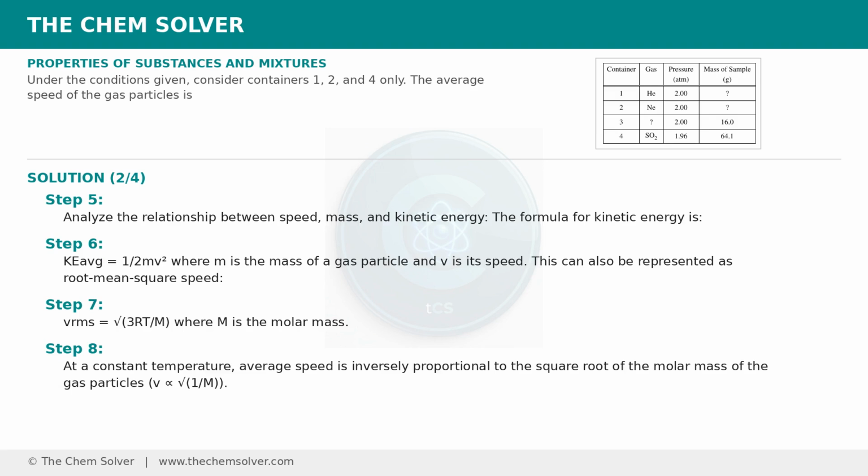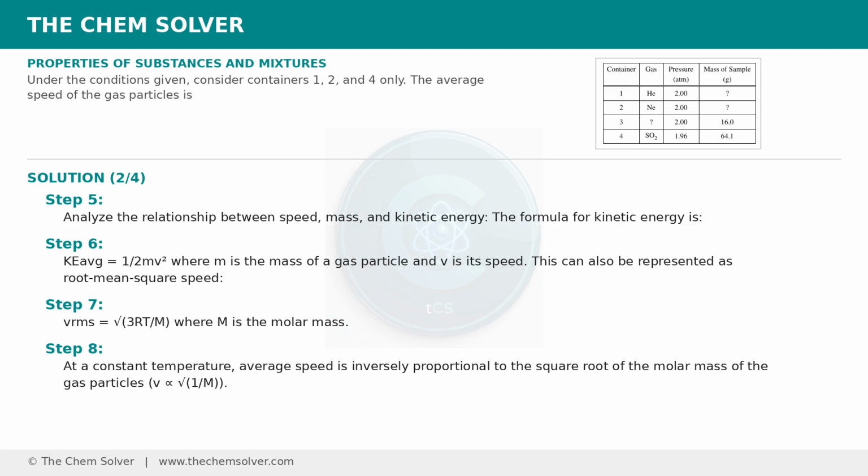Analyze the relationship between speed, mass, and kinetic energy. The formula for kinetic energy is KE average equals 1/2 mv², where m is the mass of a gas particle and v is its speed. This can also be represented as root mean square speed. V_RMS equals the square root of 3RT over M, where M is the molar mass.